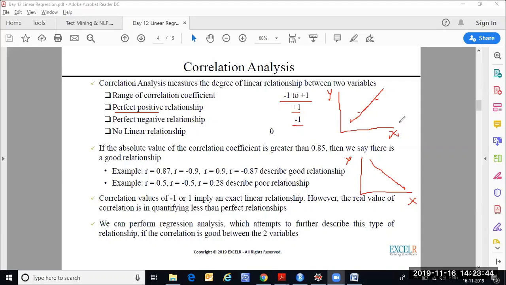So when there is a unit increase in x, you're observing a relative increase in y, the same amount of increase in y, then you call that a perfect positive relationship. Can you give me an example where, when x value is increasing, your y value is also increasing?